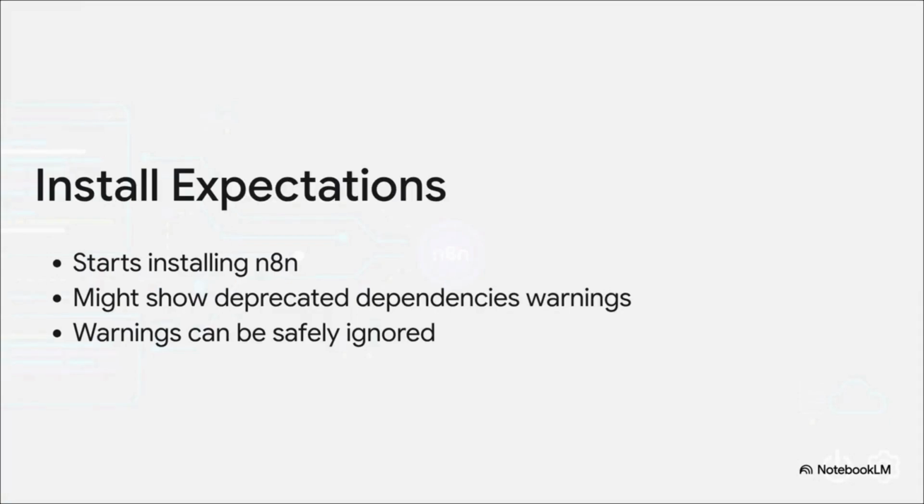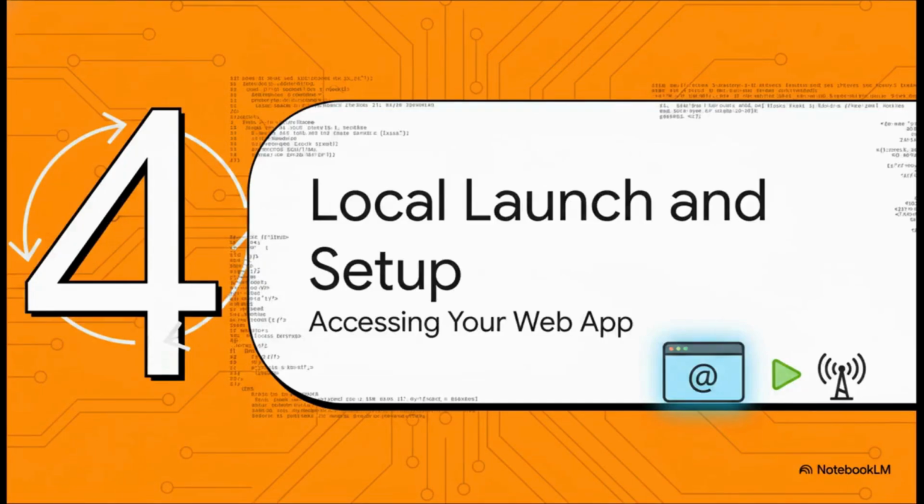Now, as it starts installing, I want to manage your expectations a bit. The installation is going to start doing its thing, but you might see a bunch of deprecated dependencies warnings pop up in yellow or red text. Do not panic. Seriously, these warnings can be safely ignored. It is just Node's way of flagging that the n8n application uses some older versions of certain underlying packages. It's completely normal and entirely safe for our setup. All right, the installation is officially complete.